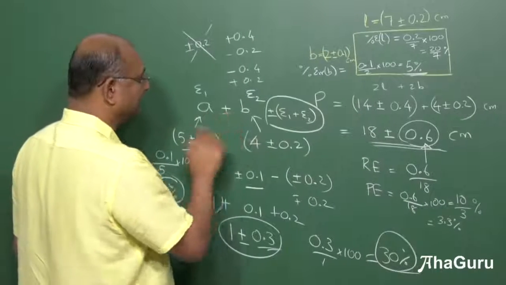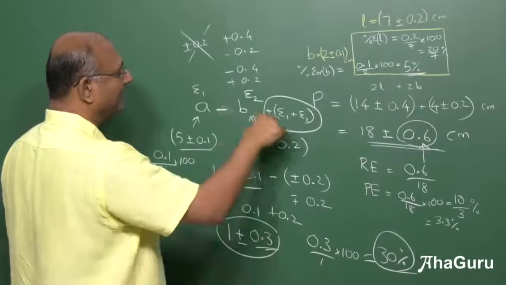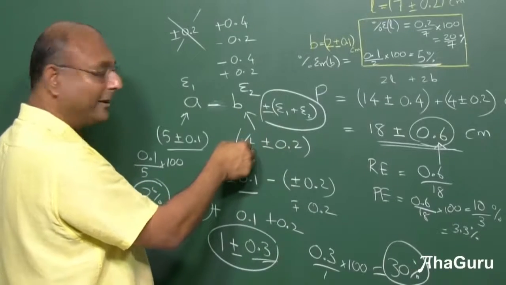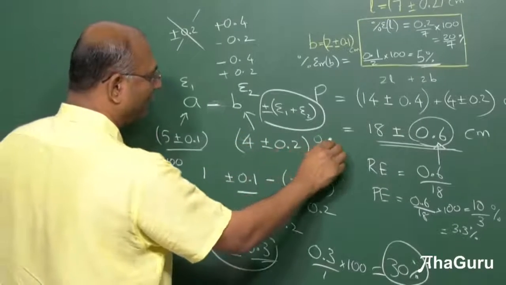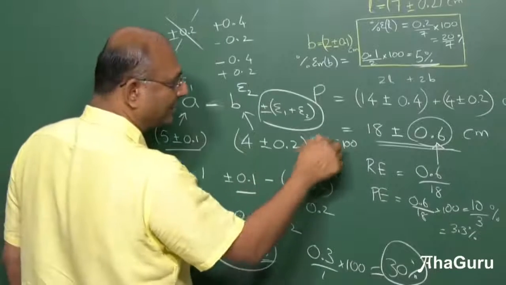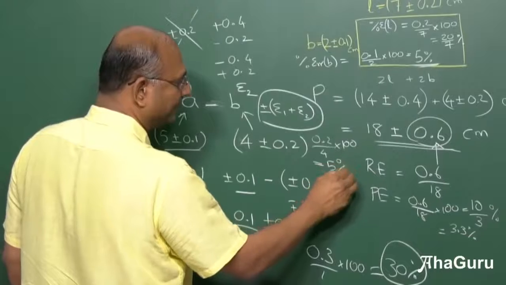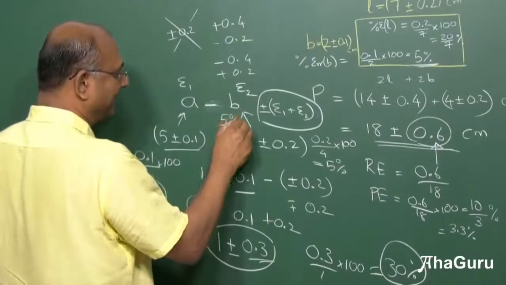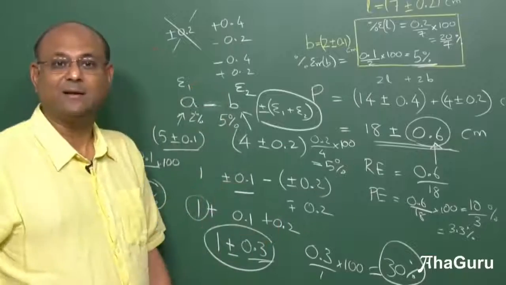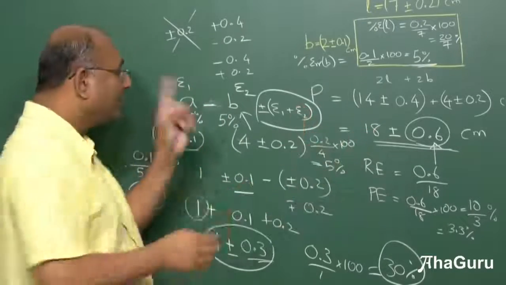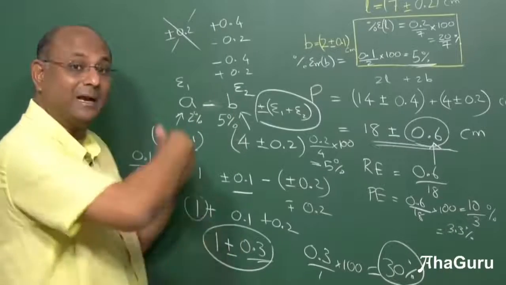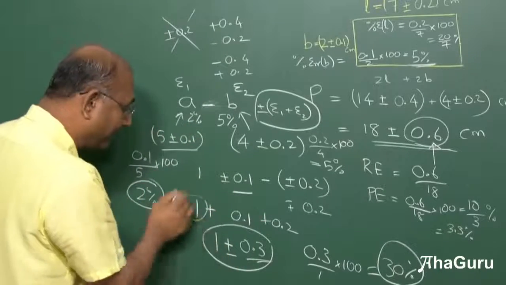Okay, so this was A minus B, right? Now if you look at B's error, how much was B's error? 0.2 by 4 into 100. Correct? So this is going to give me 20 by 4, 5% error. So B has 5% error, A has 2% error, but A minus B has 30% error. How did it become so big? Because A minus B became very small. A minus B was 1, but the error was larger, error was growing, whereas the number was decreasing.